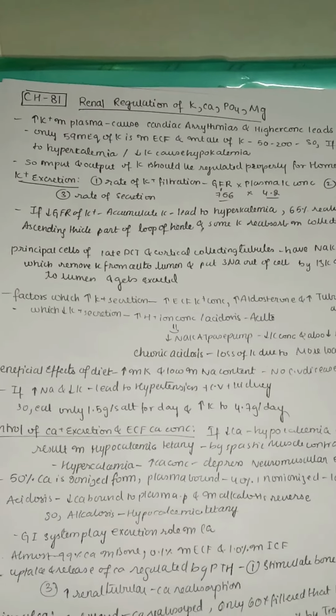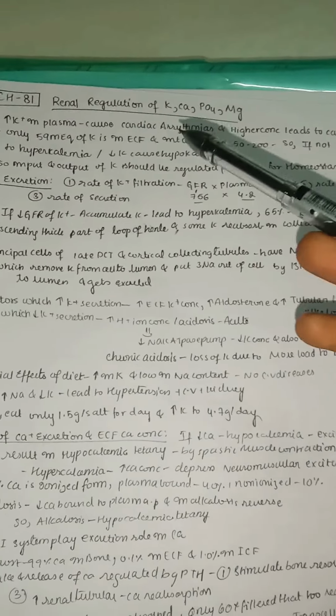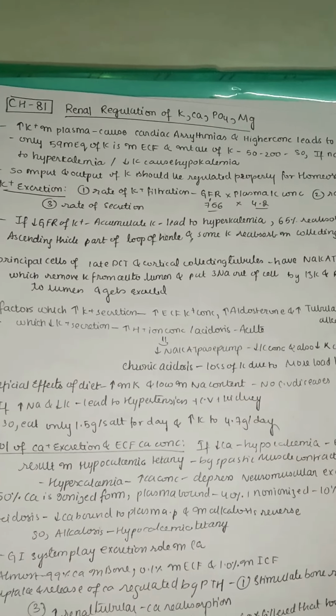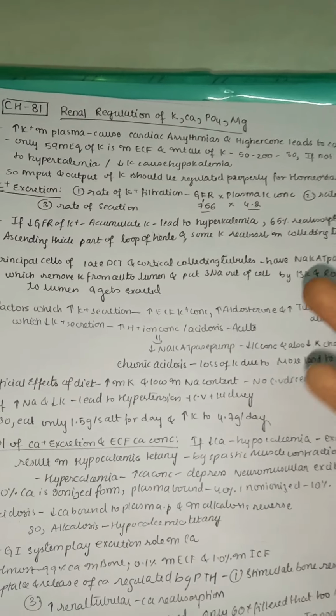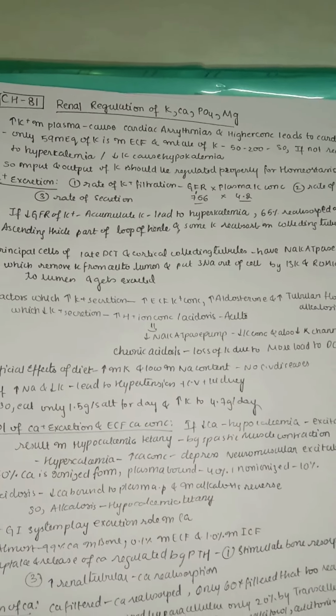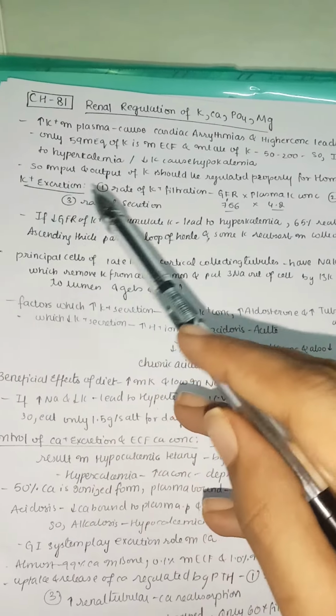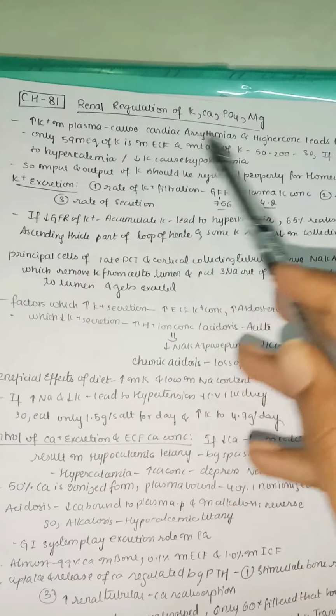We are going to start chapter 81, that is the renal regulation of potassium, calcium, phosphate and magnesium. So how they are passing through the kidney, how they are filtered out, how they are excreted. Let us check it out. First, whenever there is higher potassium in the plasma, it causes cardiac arrhythmias.